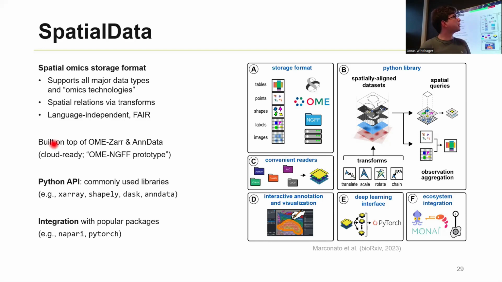What else should I say about this? Yeah, so again, spatial relations are stored via transforms, so it is made for spatial omics. It aims to support all existing spatial omics techniques. And they say it's language independent. However, most of these underlying things like Zarr, implementations for them mostly exist in Python. So the standard is language independent, but if you want to use it, currently you will need to use Python.